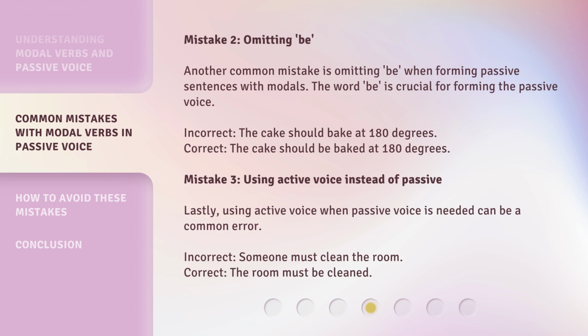Mistake 2. Omitting be. Another common mistake is omitting be when forming passive sentences with modals. The word be is crucial for forming the passive voice. Incorrect. The cake should bake at 180 degrees. Correct. The cake should be baked at 180 degrees.